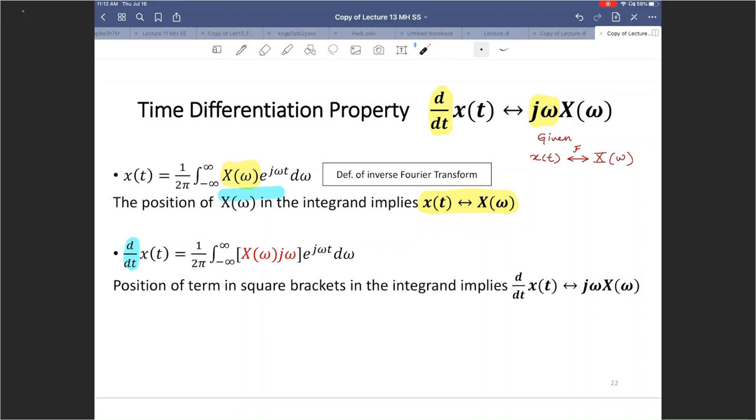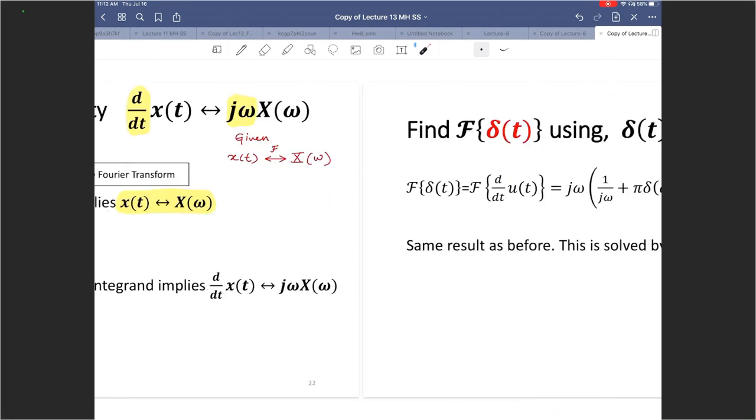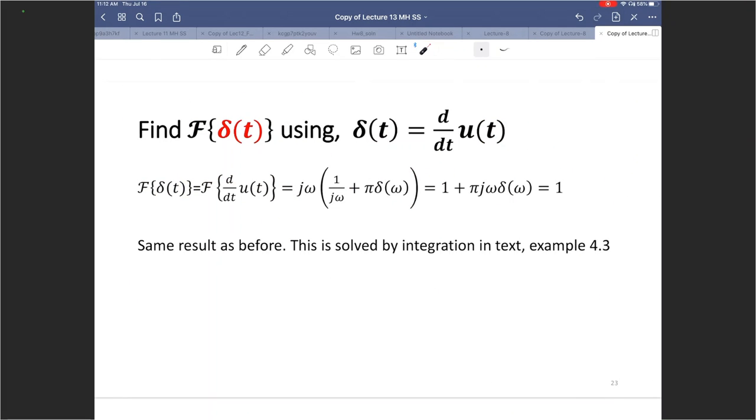What you have to do is integrate the function, which means we also need the time integration property. So in order to go back, we use another property. All right, more about that later.